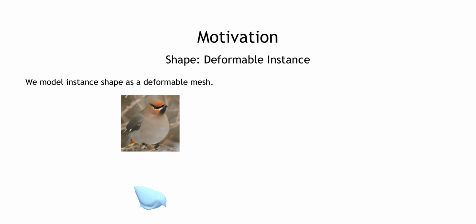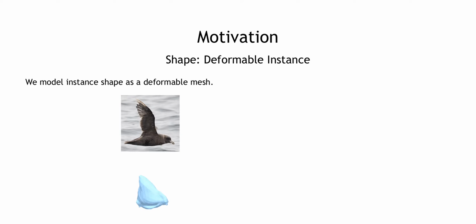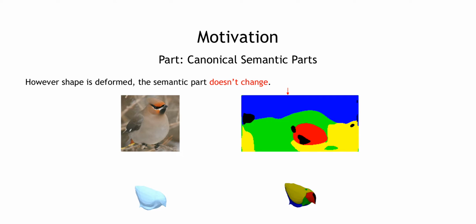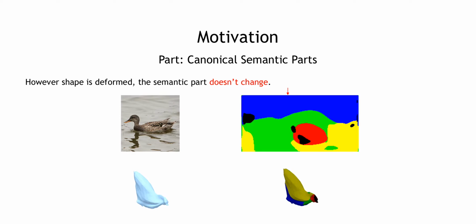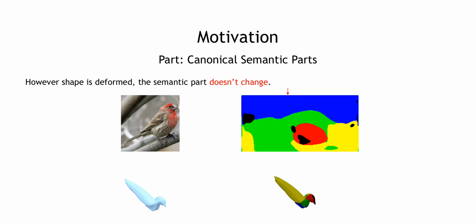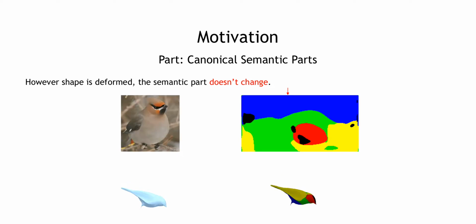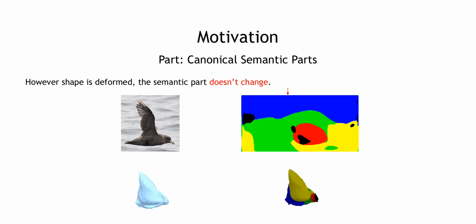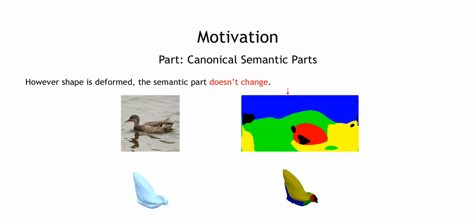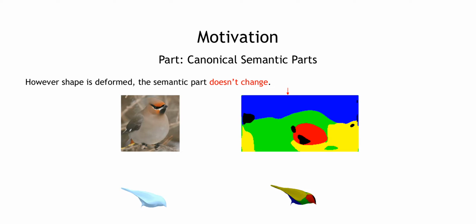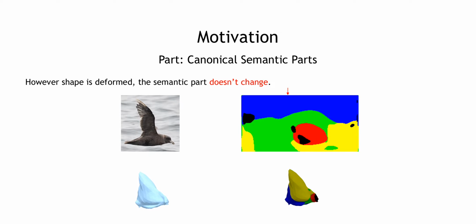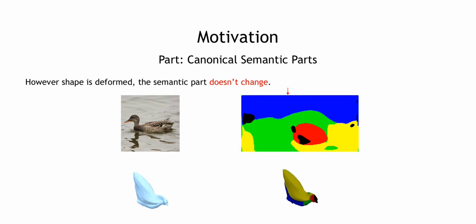So first, we model instance shape as a deformable mesh. No matter how the shape of each instance is deformed, its semantic part doesn't change. For example, whatever a bird looks like, it always has a head, neck, back, and belly. If we take them as semantic classes, for each face of a mesh, the class label will never change. So if we have a UV space which lays all the faces in a fixed order, then the semantic map on this space is always invariant. So we can use such kind of invariance to help to learn mesh reconstruction.